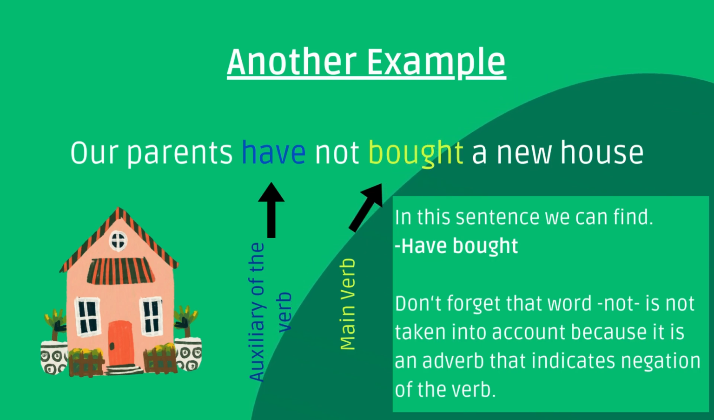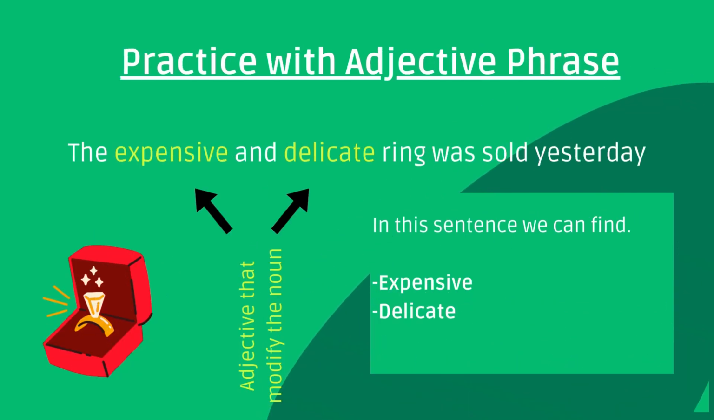And the structure of the sentence is: our is a possessive pronoun, parents is a noun, have is an auxiliary verb, not is of course an adverb of denial, bought is a main verb, a is an indefinite article, new is an adjective, and house is a noun.